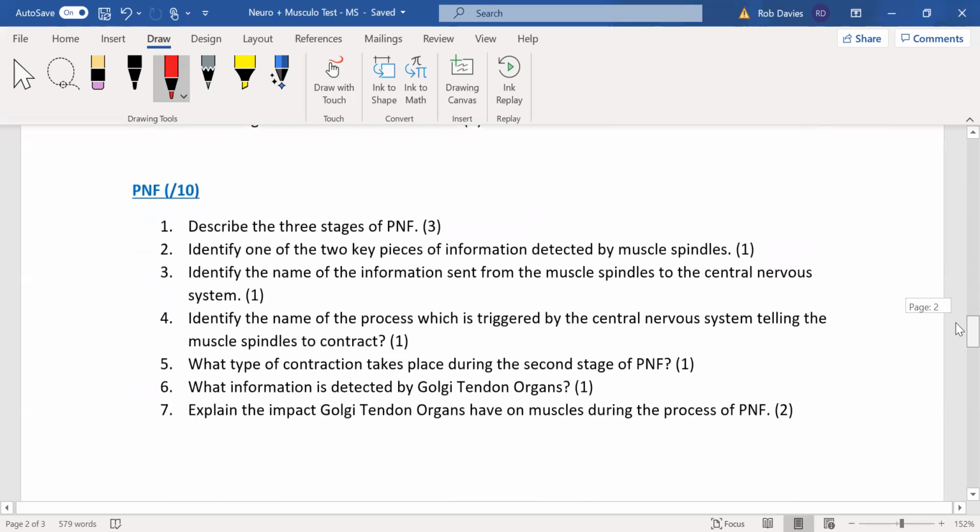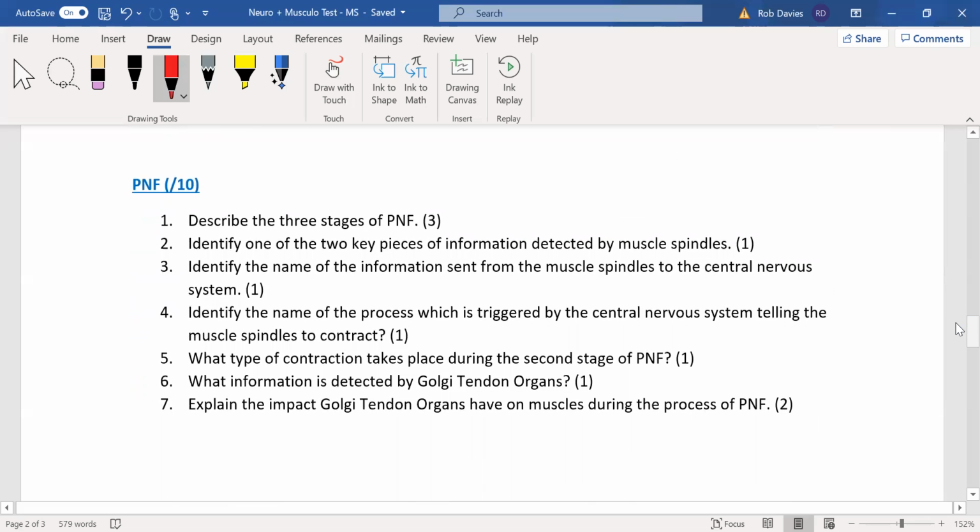Okay, then we move on to PNF. So it wasn't a question on there, but can we remember what PNF means? Oh, if you don't know, then you will have struggled with this.